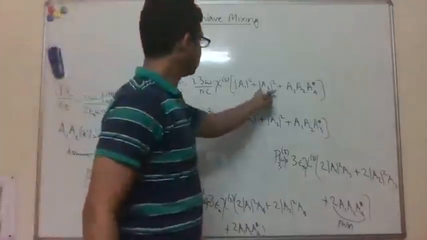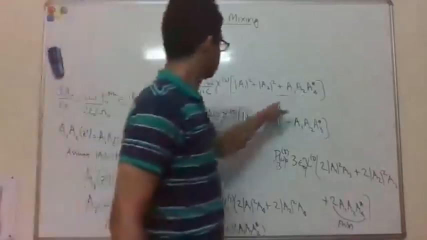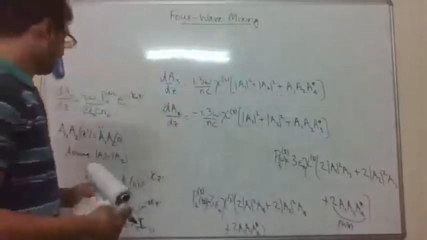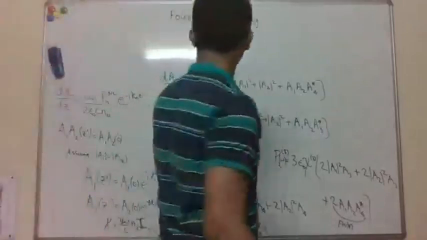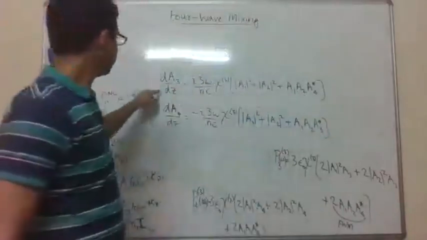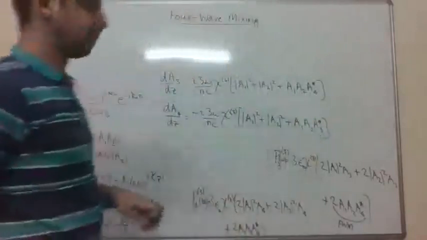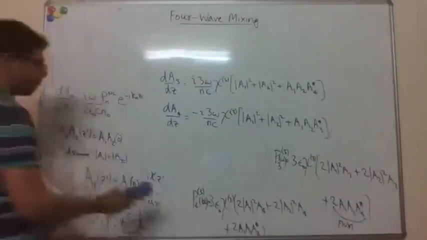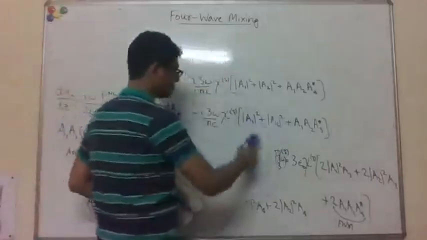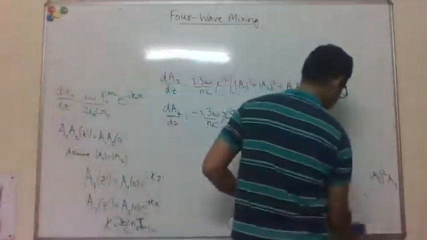We know that mod A1 square, mod A2 square, A1, A2 are constant quantities, right? They don't change with propagation. So we'll see A3 and A4 are the ones which change with propagation, and they're coupled to each other with that conjugate. So dA3 by dz goes as A4 conjugate, dA4 by dz goes as A3 conjugate. You can already see they result in something like phase conjugation, right? Because they're taking the conjugate of the other.